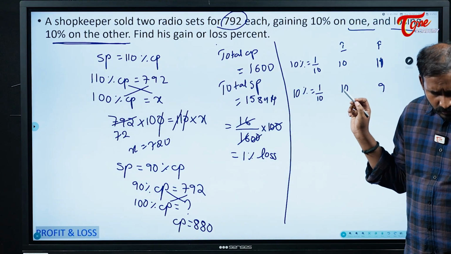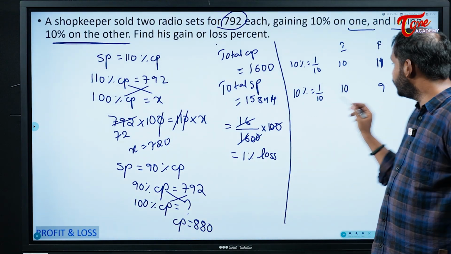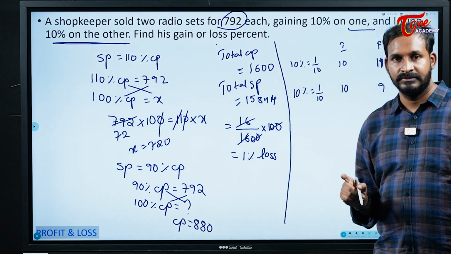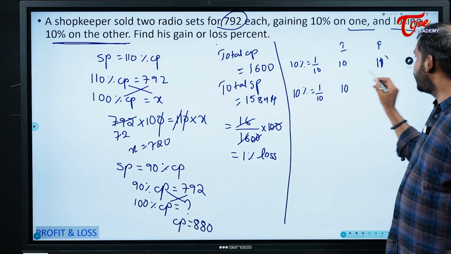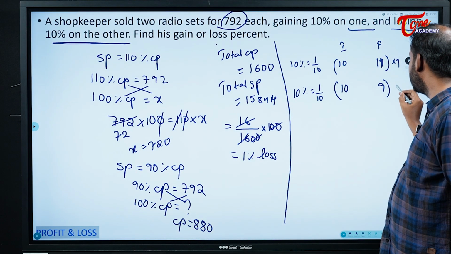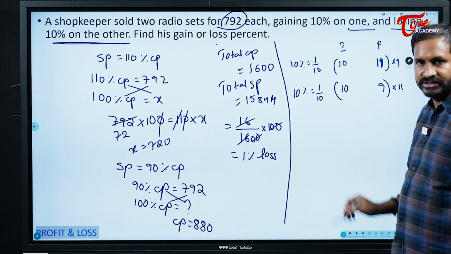So our first goal in this type of questions is we need to equal these two parts. Why? Because the sale price is equal here. So in order to equal these two parts, I need to multiply this with 9 and I need to multiply this with 11. Simply exchange these two values.